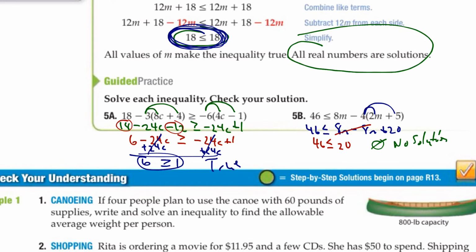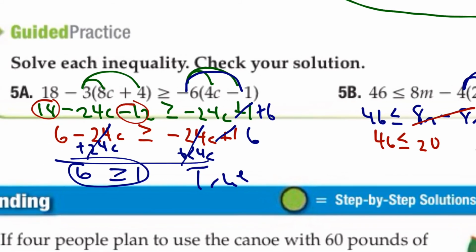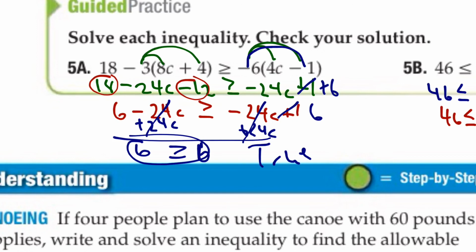Or did I make a mistake? Yes, I did. Look at what happened. See that negative 6 times negative 1? That should be a positive 6. A positive 6. Oh, so this is the one that's a 6. Now look, 6 is greater than or equal to 6. They're the same. It's true, so it's all real numbers. I hope you guys caught that mistake.